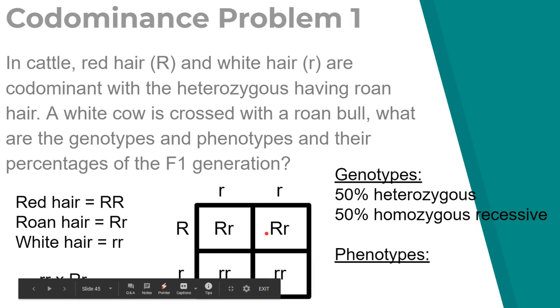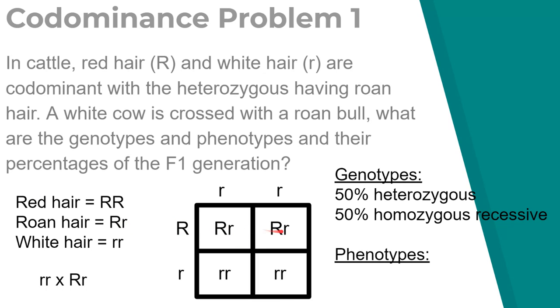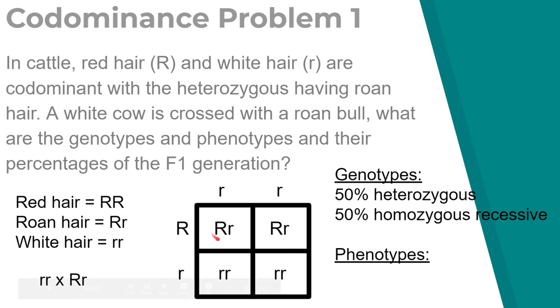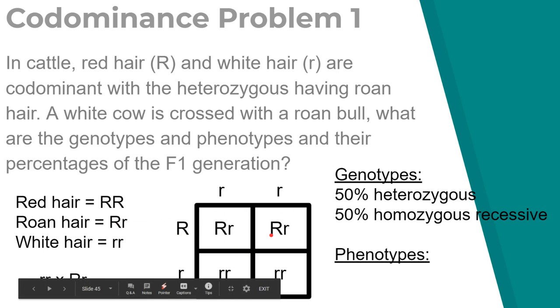For the phenotypes, we just look at our step 1 and match it up to step 3. So we see this is roan. This is also roan. Little r, little r is white. This little r, little r is also white. So if 2 out of the 4 are roan, that means 50% will have roan hair. And if these 2 out of the 4 are white hair, that means that 50% will have white hair.